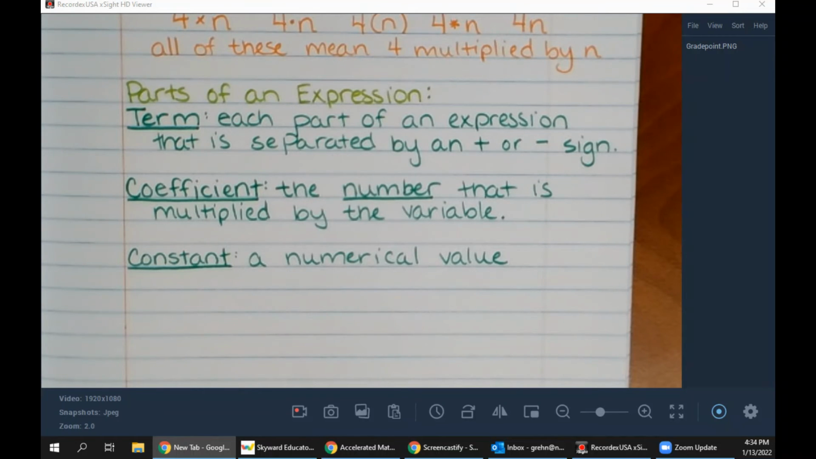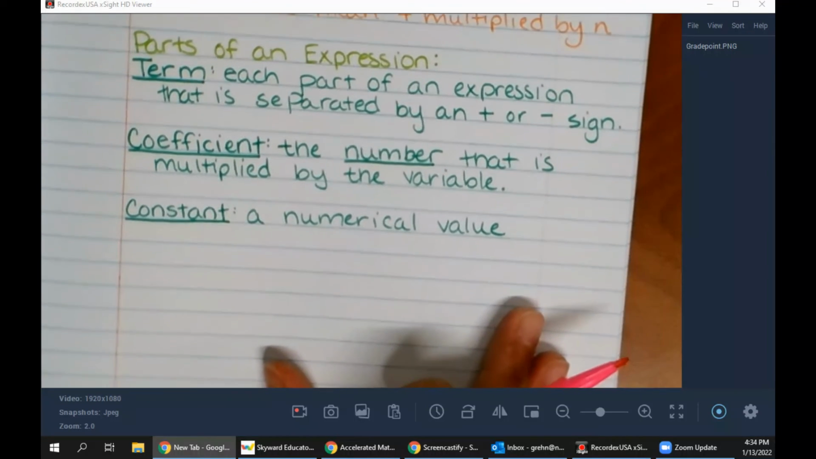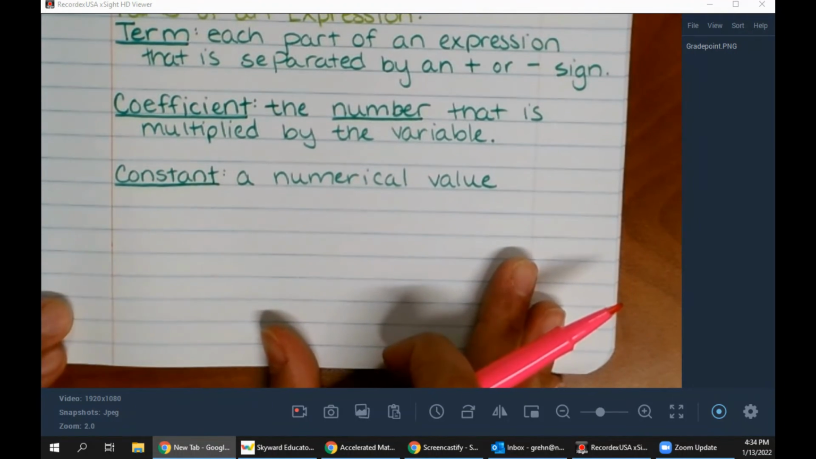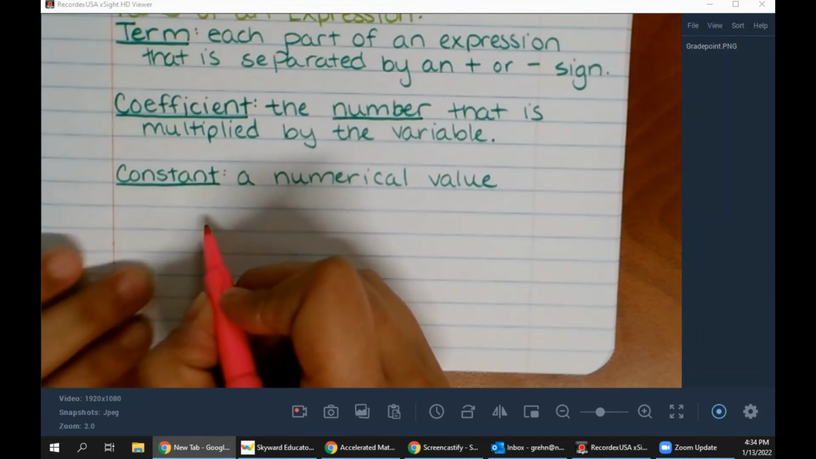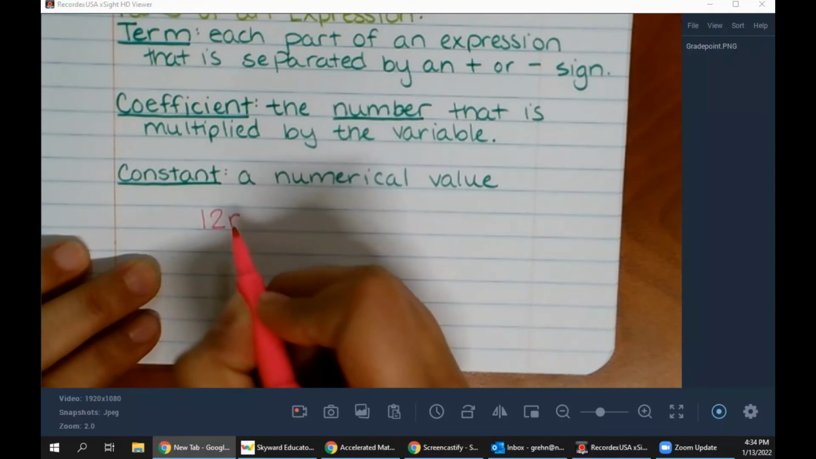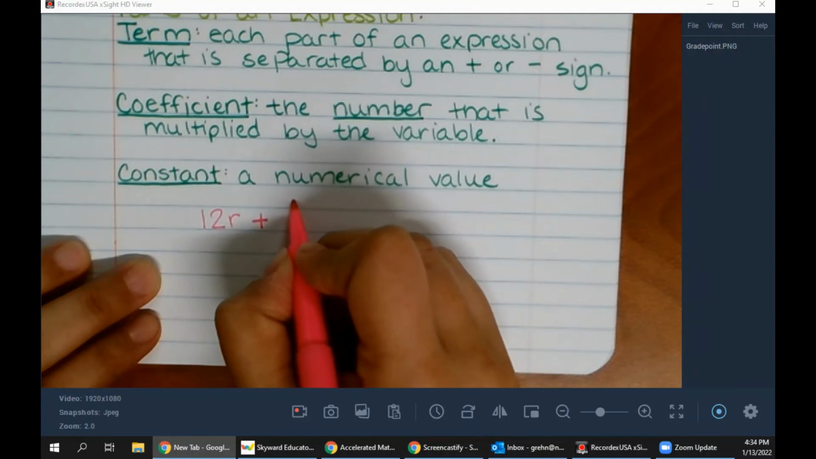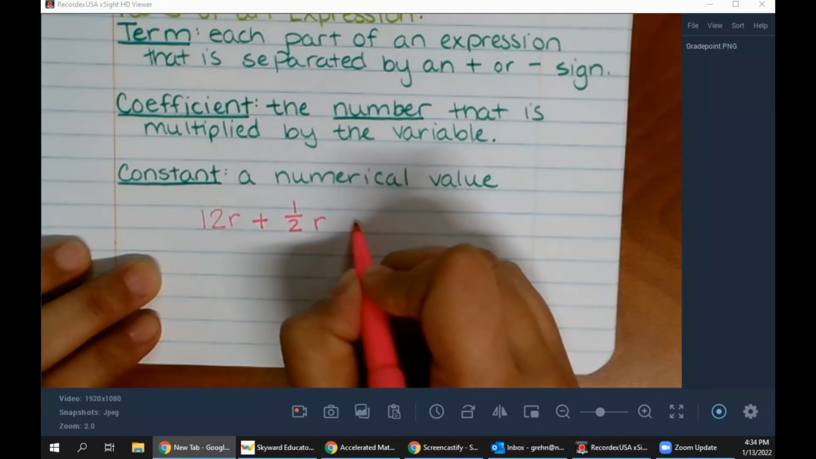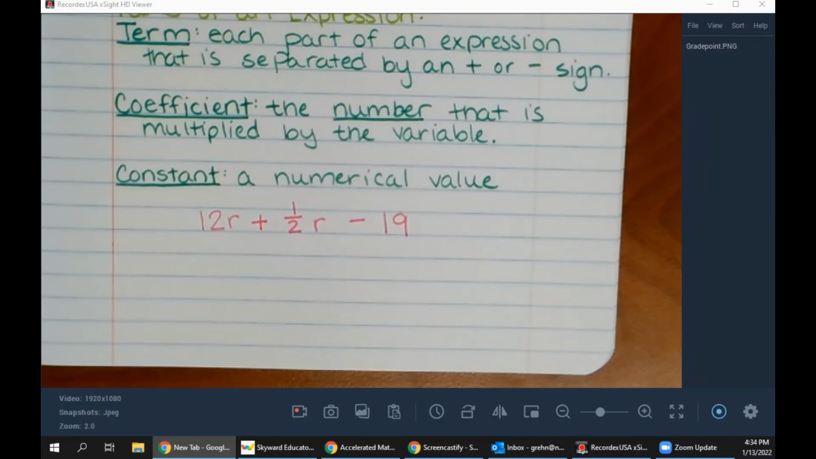So we are going to go ahead and take a look at an example here. And remember, you can always pause the video if anything's going too fast. So if we have the expression 12r plus 1/2 r minus 19, we are going to identify any terms, coefficients, and constants.